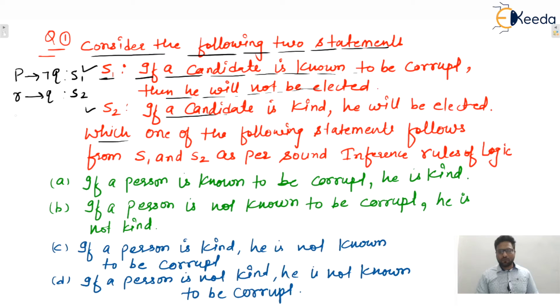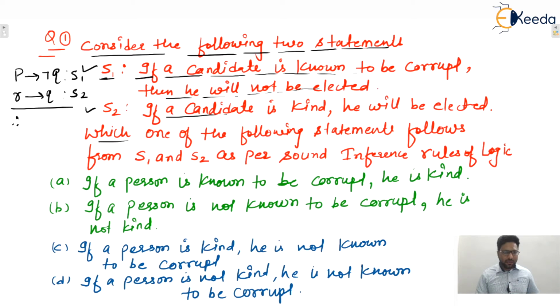Now which one of the following statements follows from S1 and S2? Follows means implies. Yes or no? Implies means what is the conclusion. So we can say that all premises imply the conclusion. Yes or no? So whatever the options are, these are the conclusions only. And we need to verify which one is a valid argument. Okay. So every option with these two statements will be an argument. Yes or no? And we'll see which argument is true.